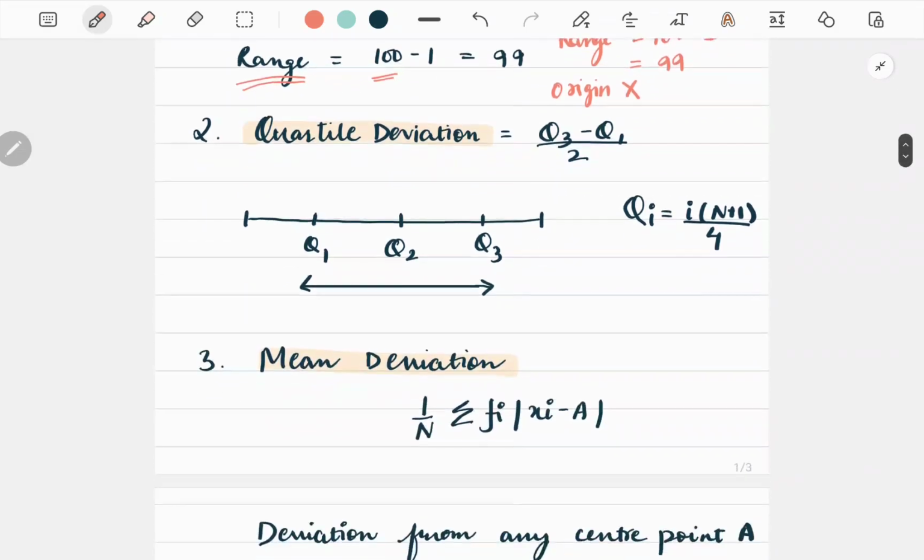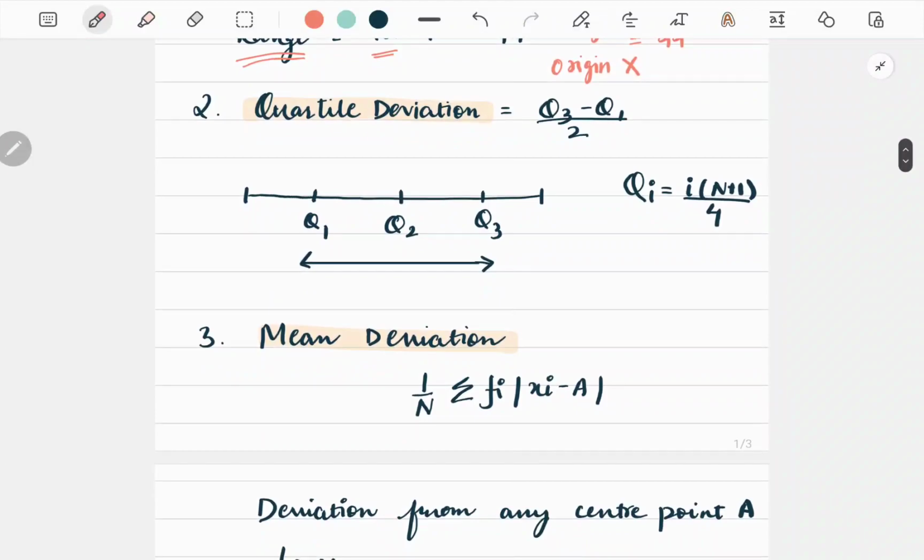Let us move ahead and discuss the next measure, which is known as quartile deviation. We already discussed in the previous video what quartiles are. So in this case, quartile deviation is simply calculated as quartile 3 minus quartile 1 divided by 2. Similar to range, this is also impacted by change of scale only. Also, one very important thing to note is that quartile deviation only considers the middle 50% of the data while calculating the dispersion.